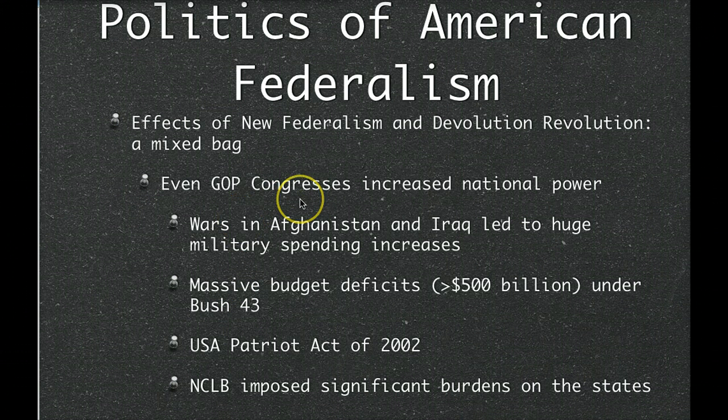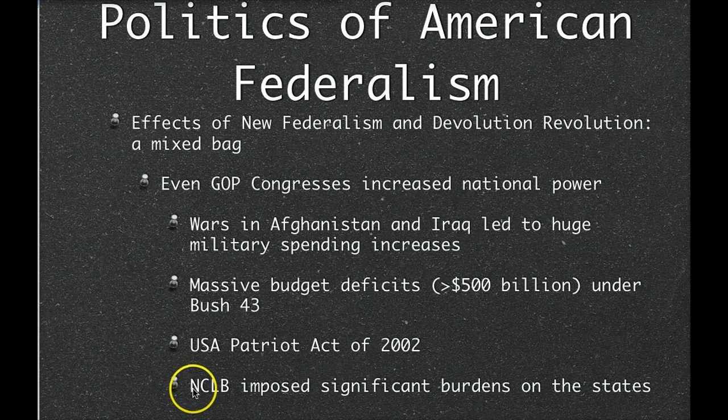even the GOP Congresses, especially under Bush 43, increased national power. The wars in Afghanistan and Iraq led to huge military spending increases. We've had massive budget deficits from both Bush 43 and Obama. The U.S. Patriot Act of 2002 vastly increased federal power. We are now seeing some of that with the NSA spying on us.